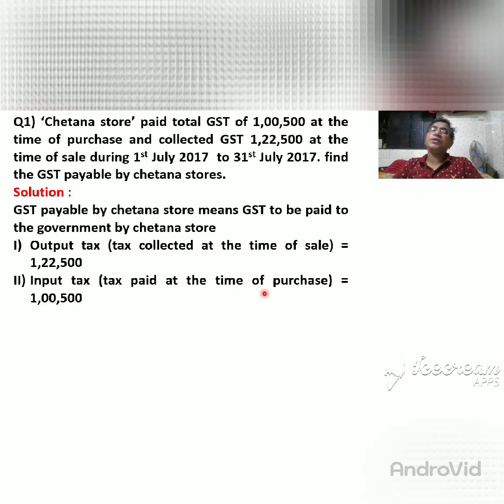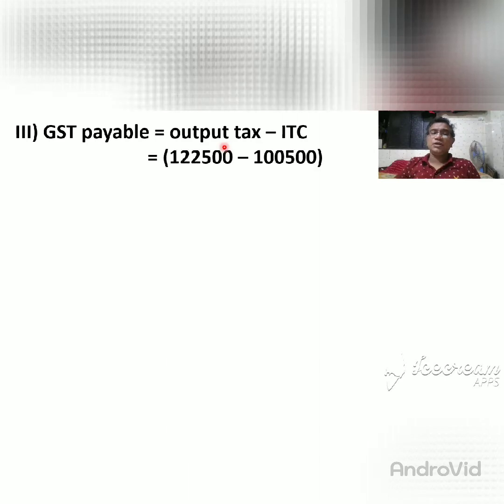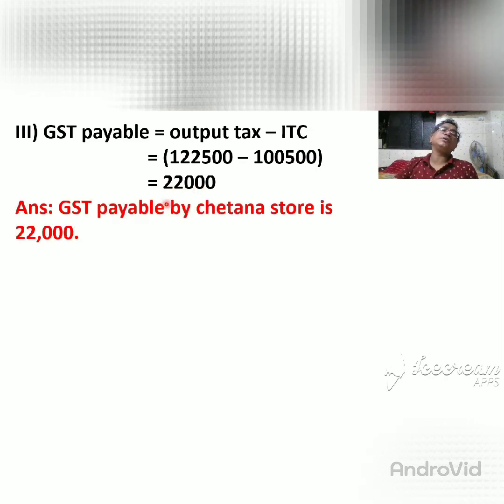So you want to find out Chetna's paid GST. The formula is GST payable equals output tax minus ITC. ITC means input tax. Output tax is 1,22,500 at the time of sale. Input tax is 1,500,000. Subtracting this, you get 22,000 rupees. So 22,000 rupees is the GST paid by Chetna. Any doubts? Very simple to understand.